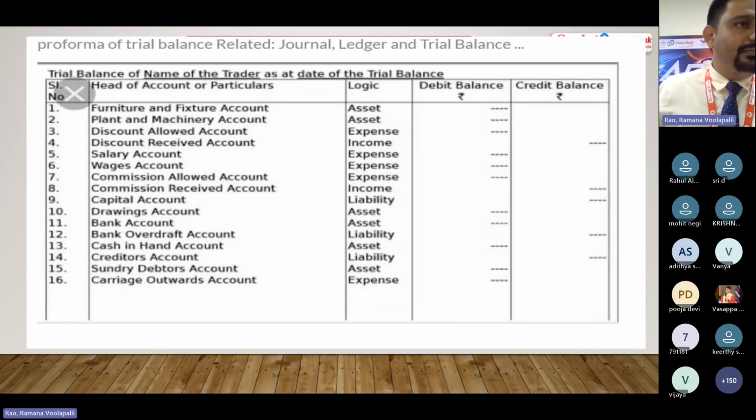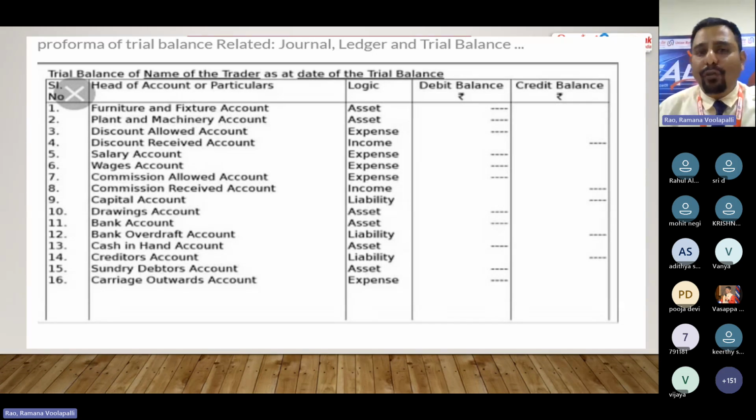Can anybody confirm whether the PPT is fairly visible to you? Anybody confirm? Through chat only you can confirm. Yes, chat. Okay. Thank you, Nilufar ma'am. Thank you, Raghavendra Rao sir, Geeta madam. Yes, yes, the PPT is visible. Now the proforma I am showing.